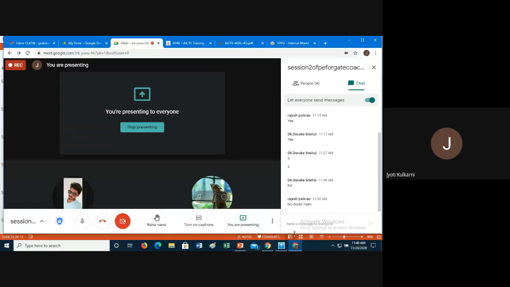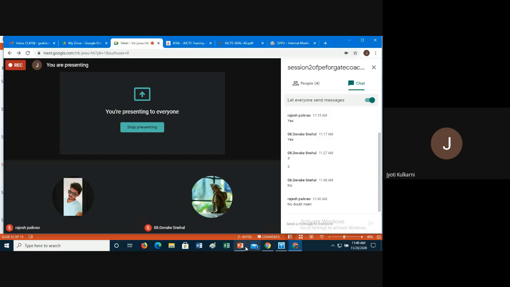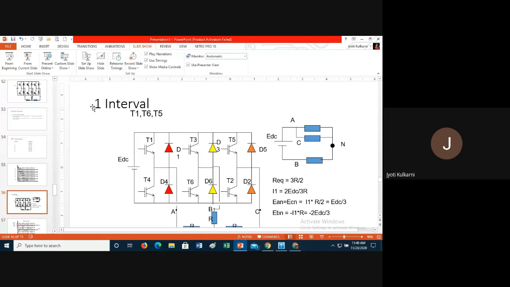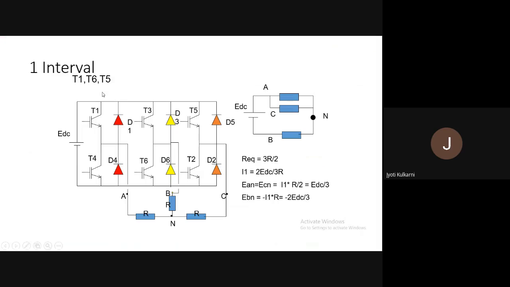So now the 3-phase inverter is very easy. Let's see the circuit, which you can now easily understand. Let's see the first interval. In the first interval, which devices are in conduction mode? First, sixth, and fifth. The first device is the upper device of the A branch, the sixth is the lower device of the B branch, and the fifth is the upper device of the C branch. The other three devices we can just ignore in the circuit.